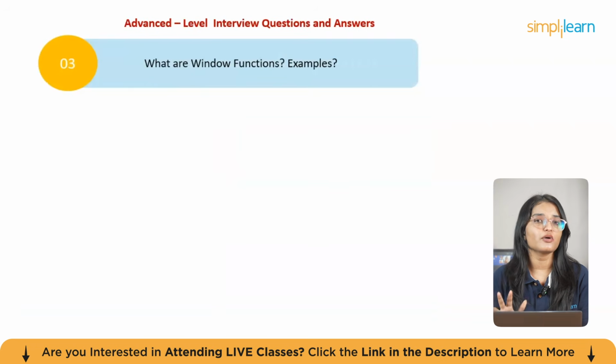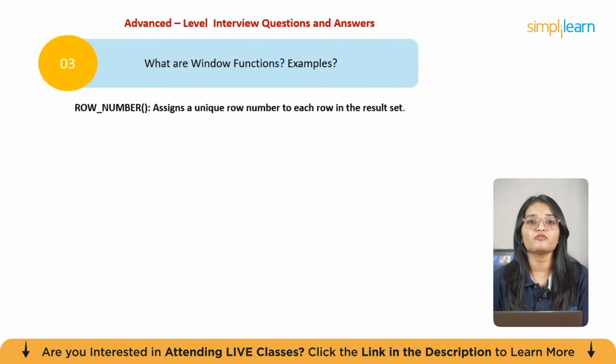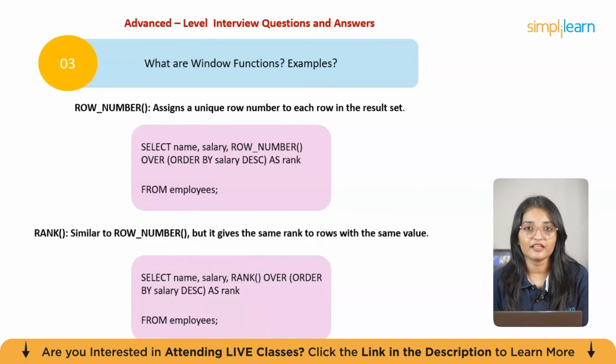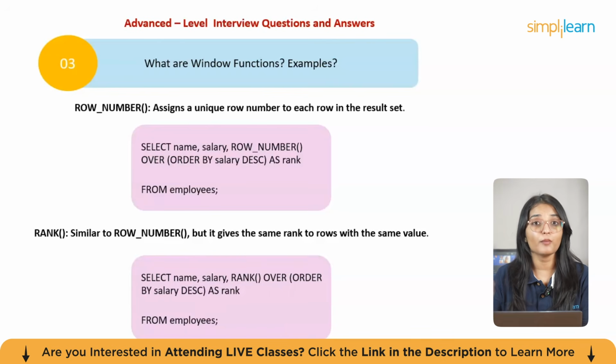correlated. Next question is, what are window functions and what are some examples? Now, window functions perform calculations across a set of rows related to the current row, often used for running totals, rankings, or moving averages. Now, these functions allow you to perform calculations without having to group the data. Let's look at the example. ROW_NUMBER assigns a unique row number to each row in the result set. SELECT name, salary, ROW_NUMBER() OVER (ORDER BY salary DESC) AS rank FROM employees. This assigns a rank based on the salary.